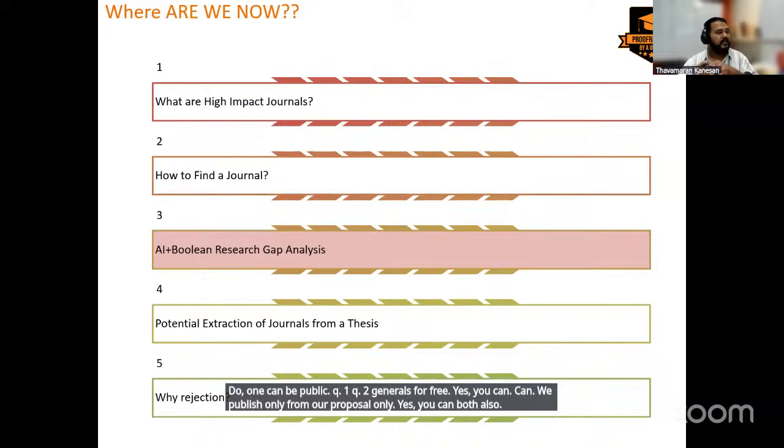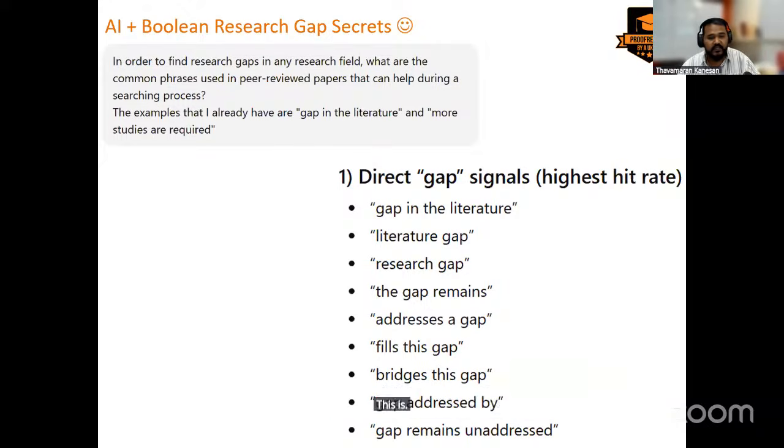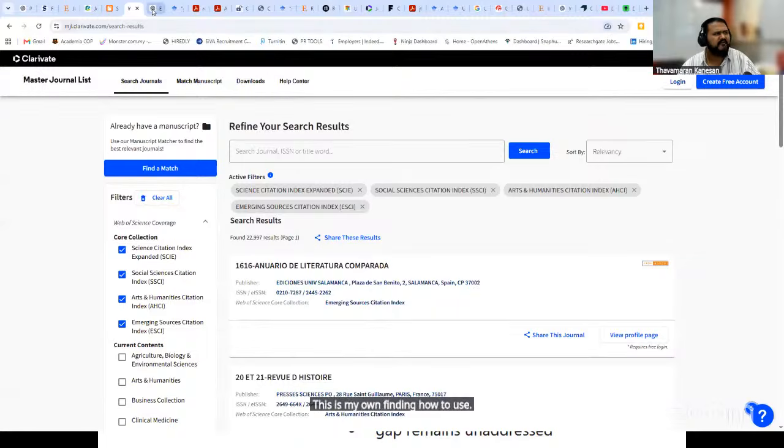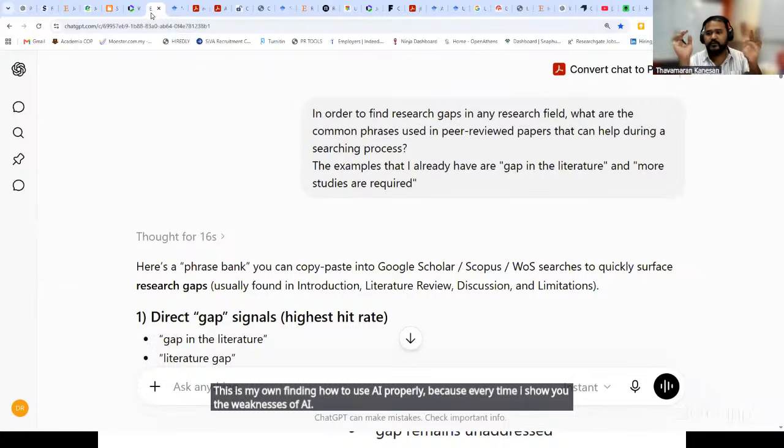All right, so now let's go to AI Boolean research gap analysis. You guys are in for a treat. This is very interesting. This is my own finding, how to use AI properly. Because every time I show you the weaknesses of AI, but then I don't show you how to overcome that. So this is how I would use AI.